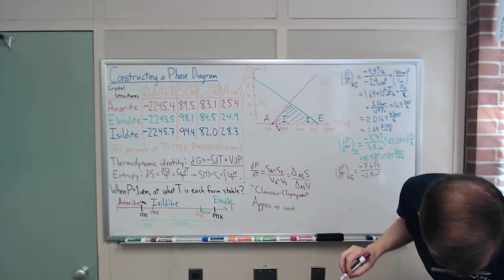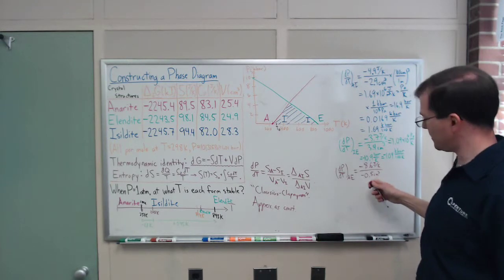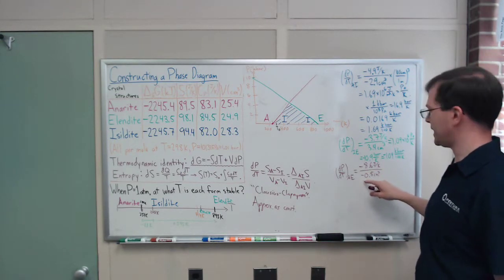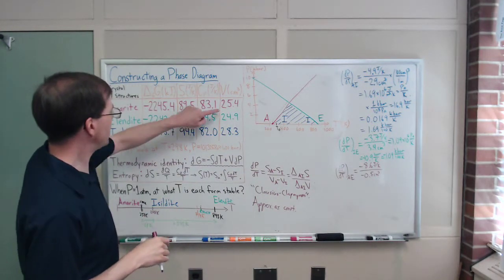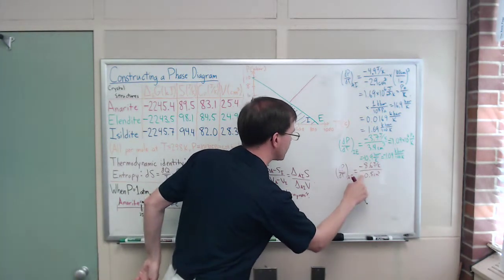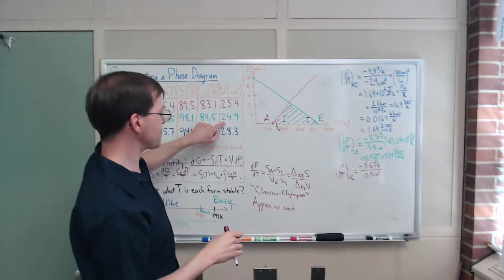Is it really a positive slope? That shouldn't have been a positive slope. Let me double check. Difference in entropy, AE: anorite minus elendite here is a negative number, and this one is, oh, that's a positive 0.5. Positive 0.5, I feel better now. That my stat is positive 0.5.